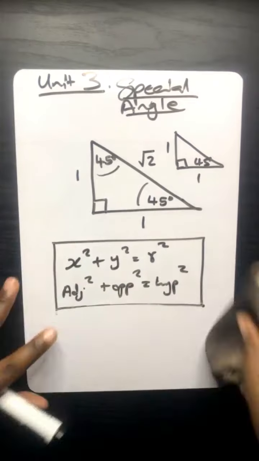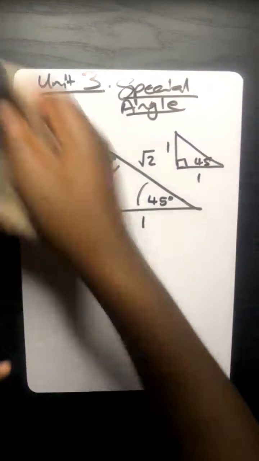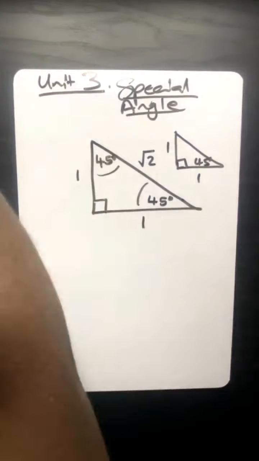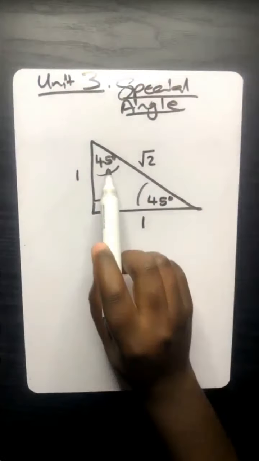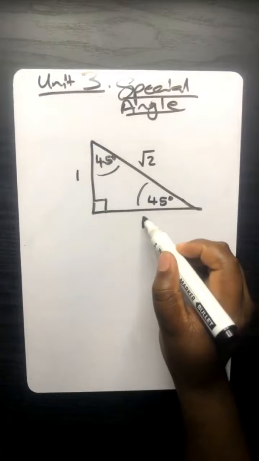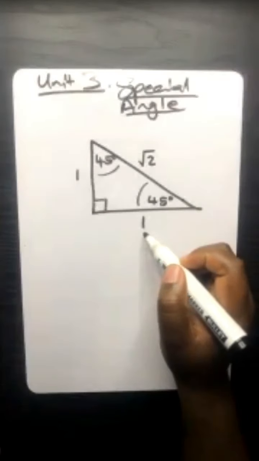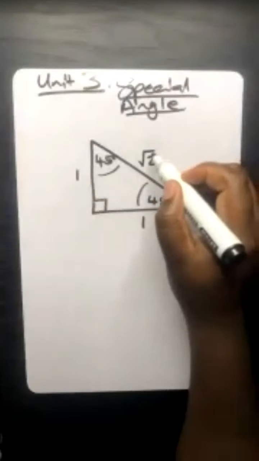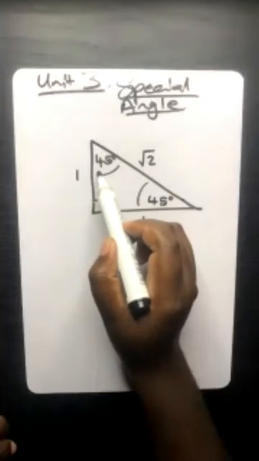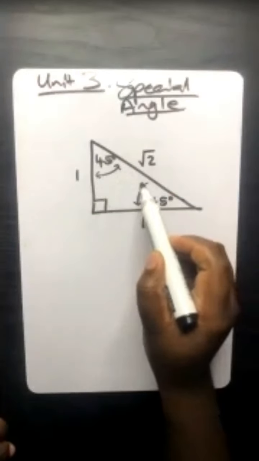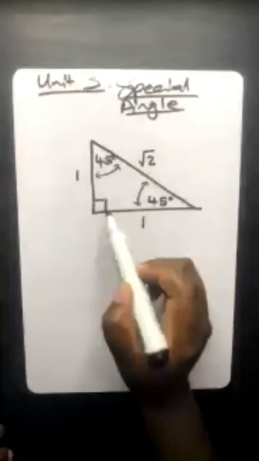Okay, so in terms of special angles, guys, they don't change. If you have two special angles, you will always have one as adjacent, one as opposite, and square root of 2 as hypotenuse. That's if your interior angles are 45 and also that one is 45.